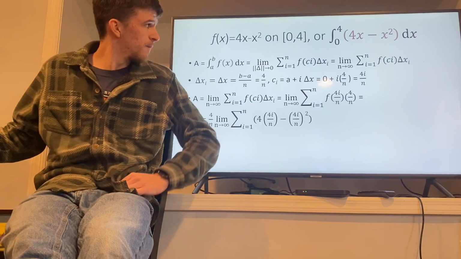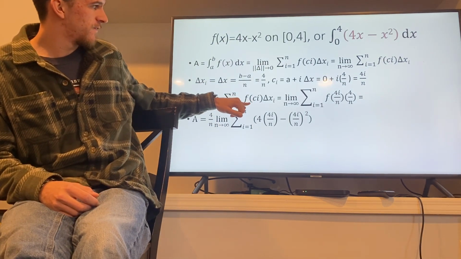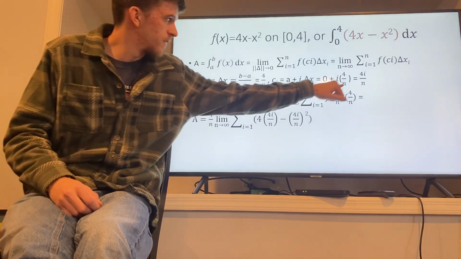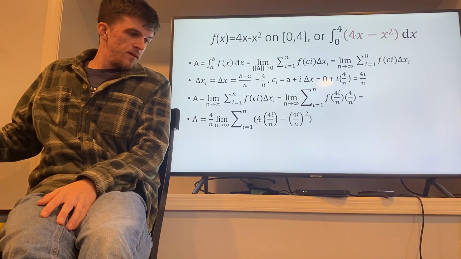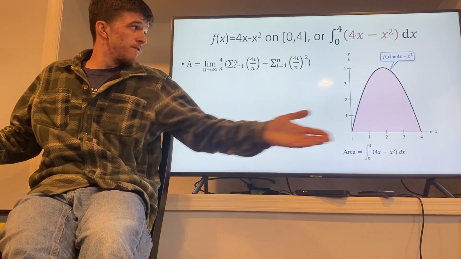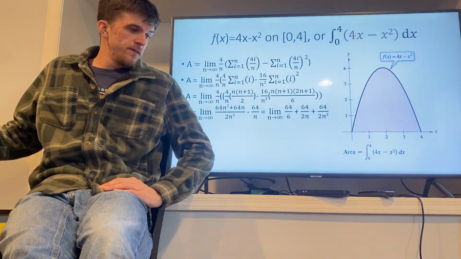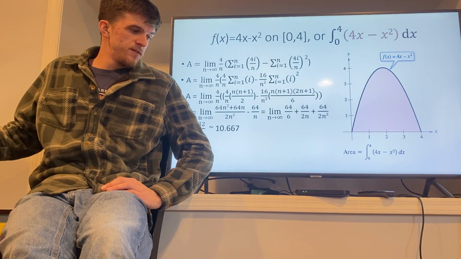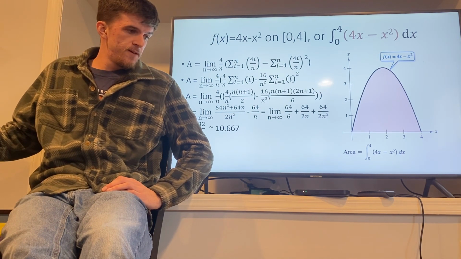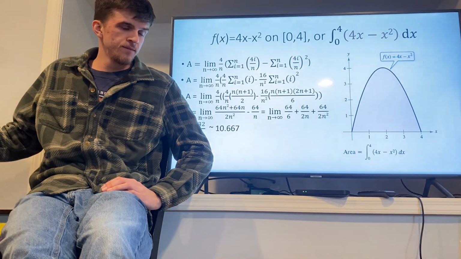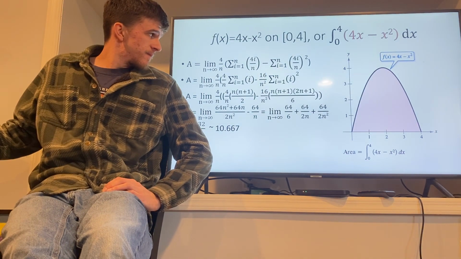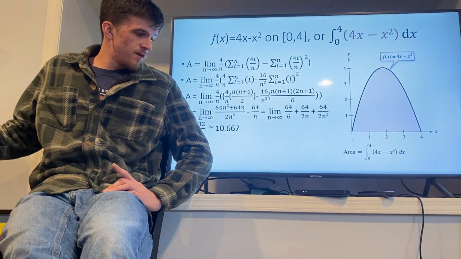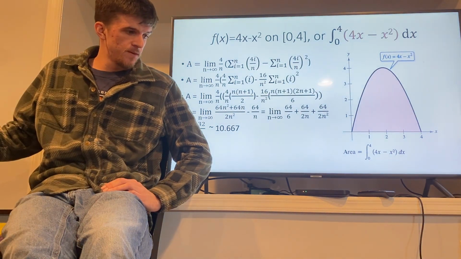If you're not sure where that's coming from, that's our function. I took f of ci and I input our value of ci into this function. Up here, here's our graph of this function. Continuing with my algebra, I get the limit to be equal to 32 over 3. I was able to find these using basic algebra and our rules for sigma notation.